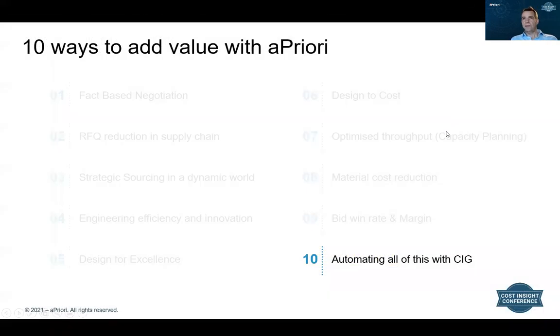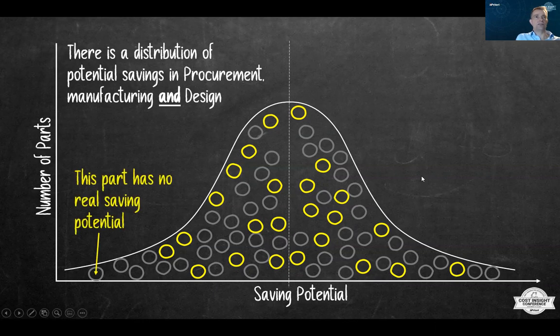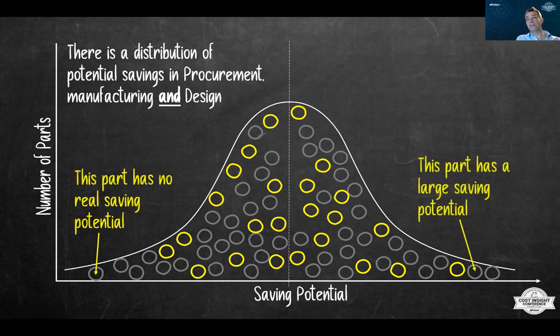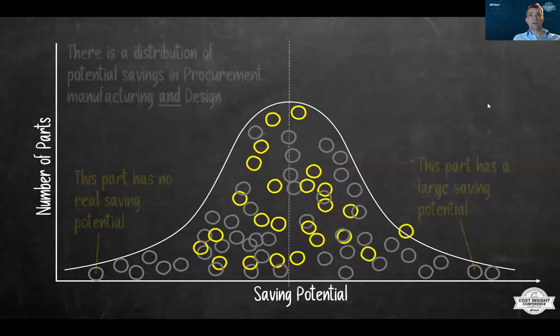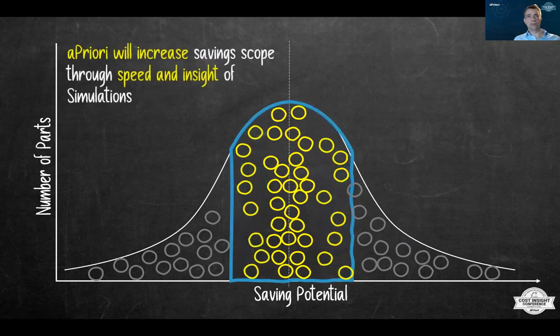But finally, what happens if we automate all of this with CIG, with Cost Insight Generate? What's the impact then? Well, let's look at all those saving potentials on a normal distribution. So number of parts versus saving potential. Parts on the left-hand side have no real saving, but some parts have a very large saving. The trick is to find them and avoid the low saving potentials. Traditional approaches to cost reduction will yield an average percentage improvement every year. With aPriori, of course, we expand that because we have greater speed, greater insight. We can look at a lot more and sanction it and look at the best stuff as well.